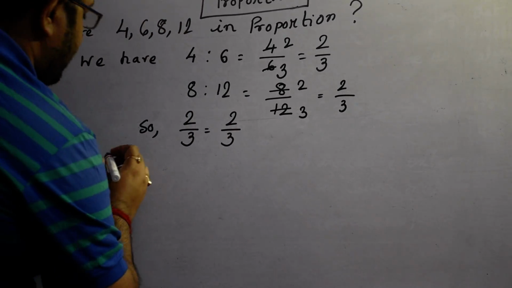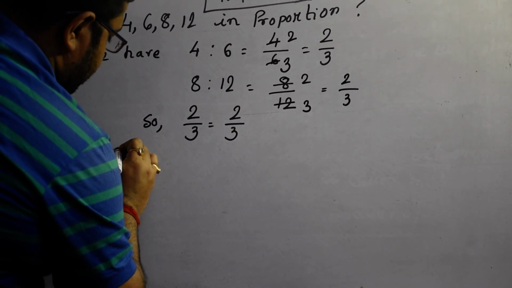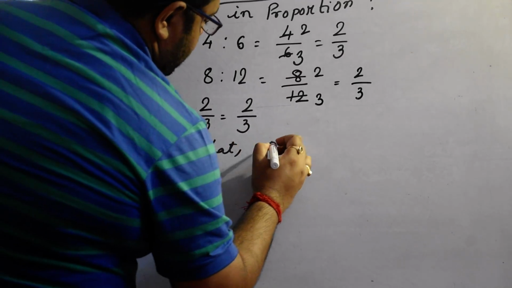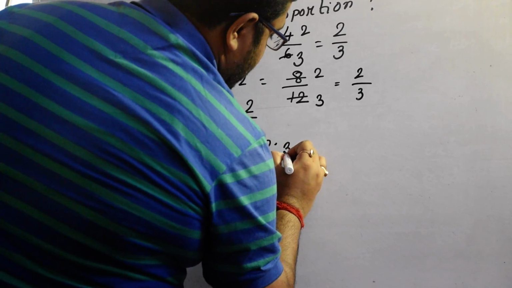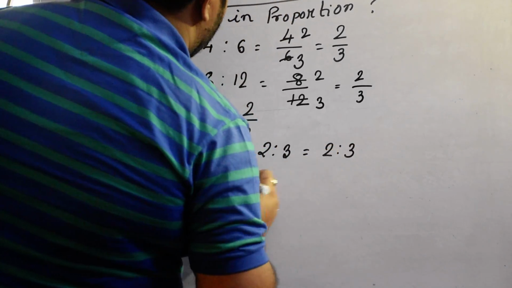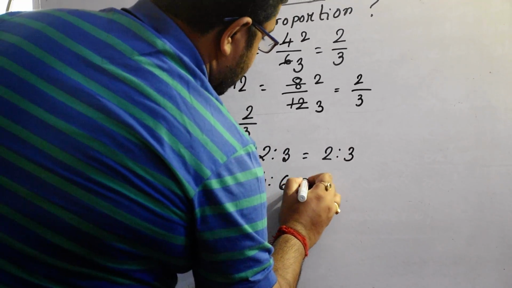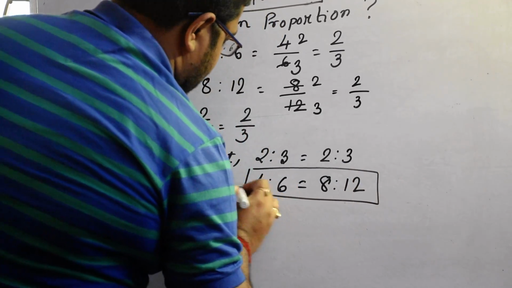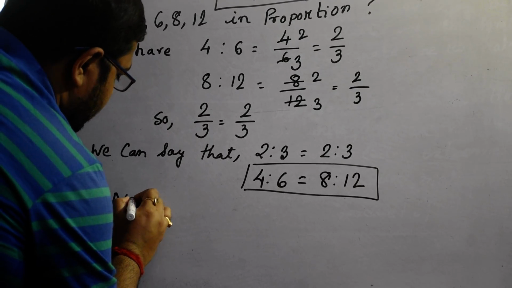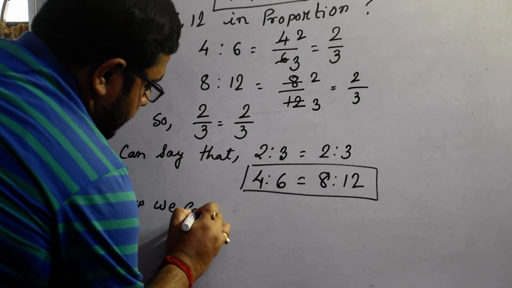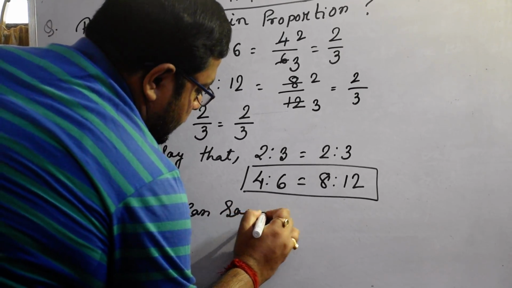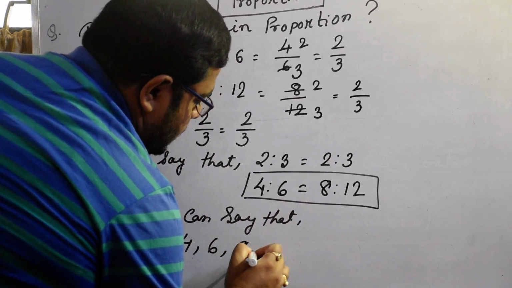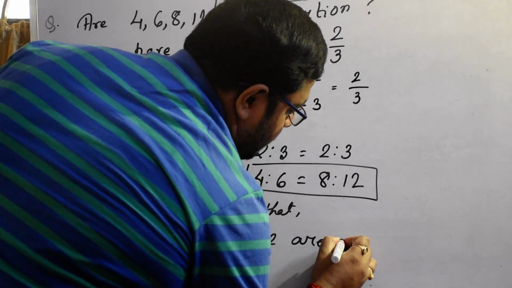Then we can say that 2 is to 3 is equal to 2 is to 3. So 4 is to 6 is equal to 8 is to 12. Now we can say that 4, 6, 8, 12 are in proportion.